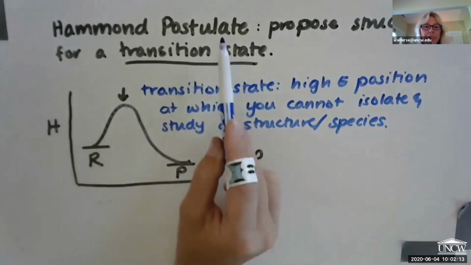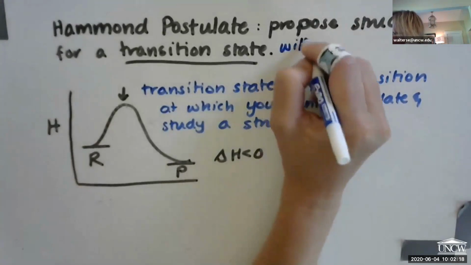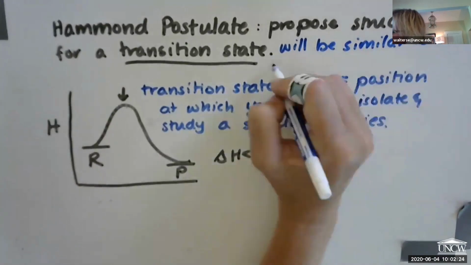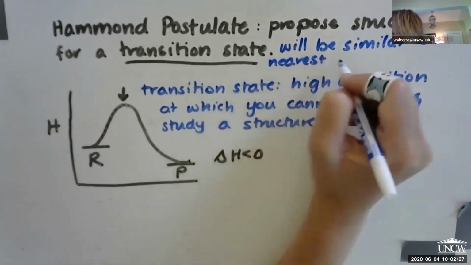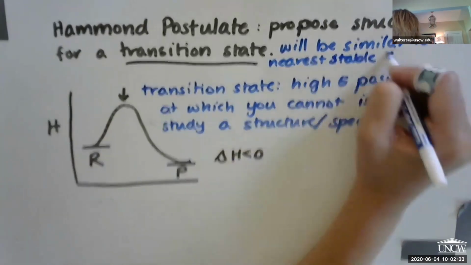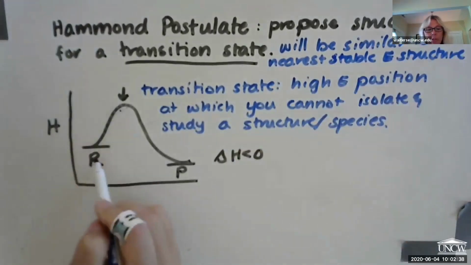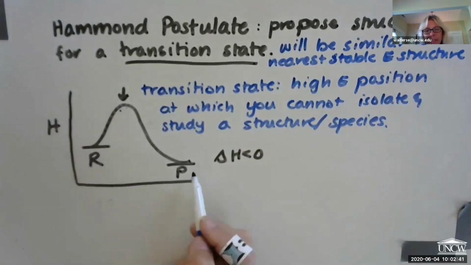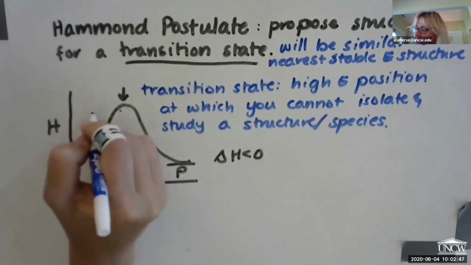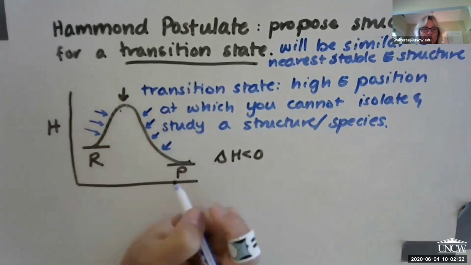What Hammond's postulate tells you is that the structure of the transition state will be similar to the nearest stable energy structure. So this transition state will look more like the reactants than it does like the products. And you can propose structures all along this hill. You can use Hammond's postulate to propose those structures.